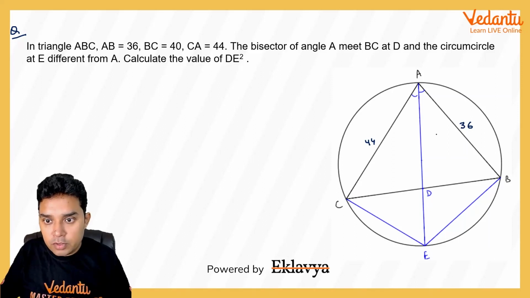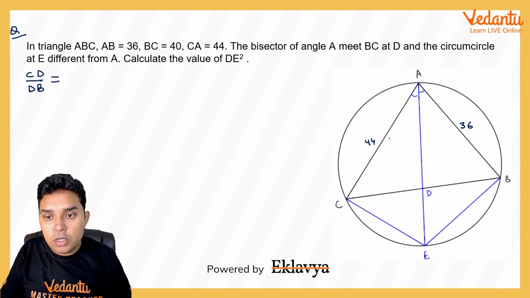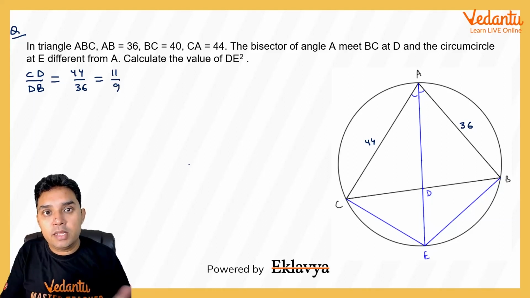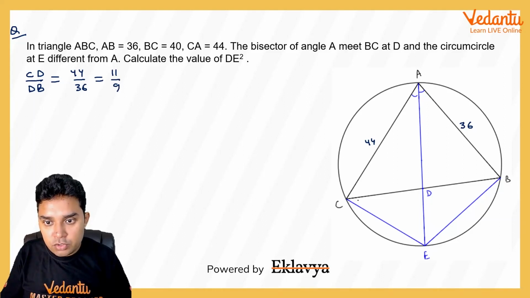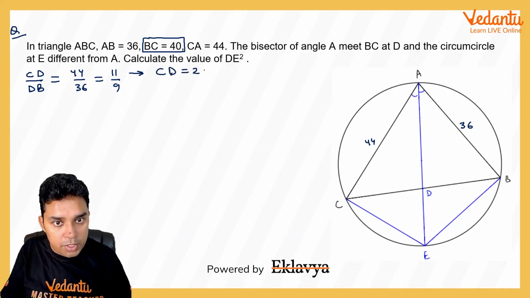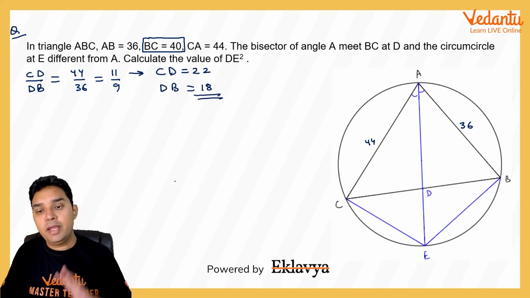Now first of all, because this AD is the angle bisector, we know that this CD upon DB ratio has to be equal to 44/36, which is 11/9. That's a very important theorem with the name angle bisector theorem. So this ratio will be 11/9, and because complete BC is 40, it can be easily proved that CD will be equal to 22 and this BD or DB will be equal to 18. You can see the sum is 40, ratio is 11/9.